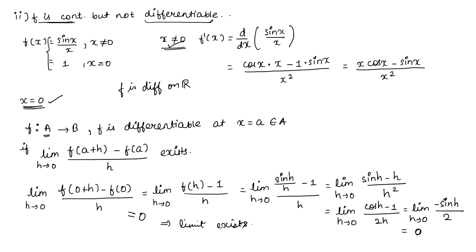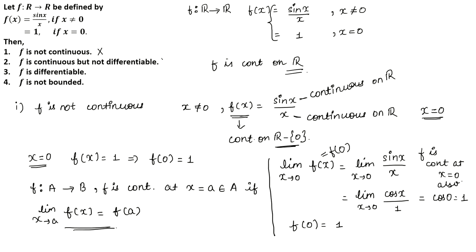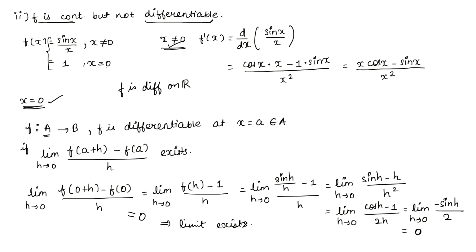So this option 2 is also incorrect. So option 2 is also wrong. Option 3 was f is differentiable, so that is correct. Now we will see why option 4 is not correct. We know the answer will be no, it is bounded. So we will see why it is bounded. So option 4 is f is not bounded, just for the sake of understanding.